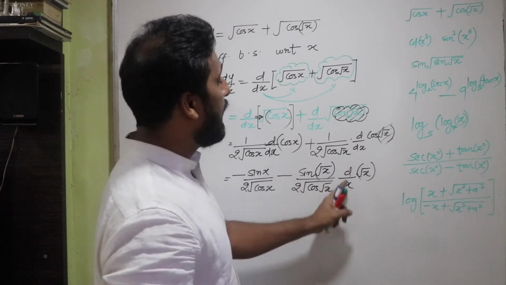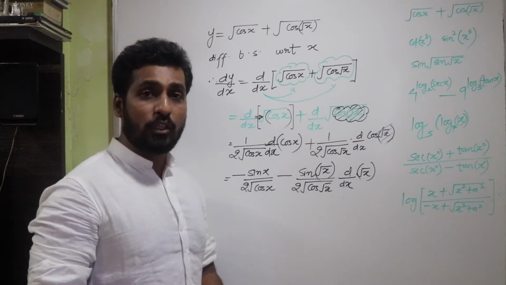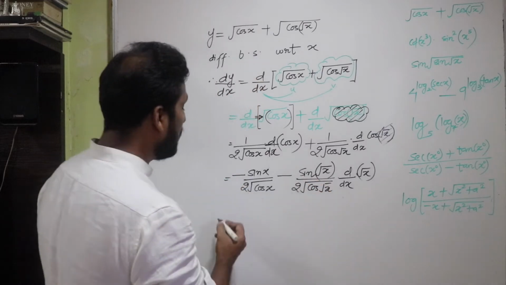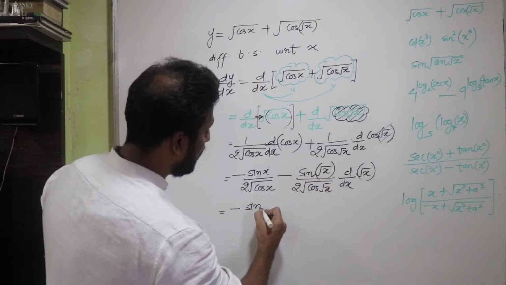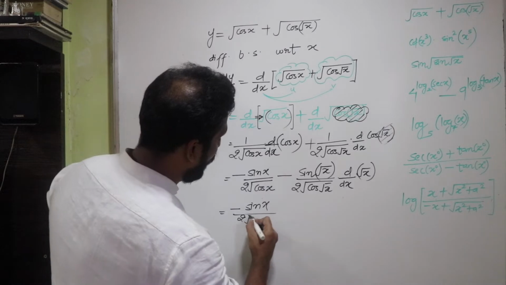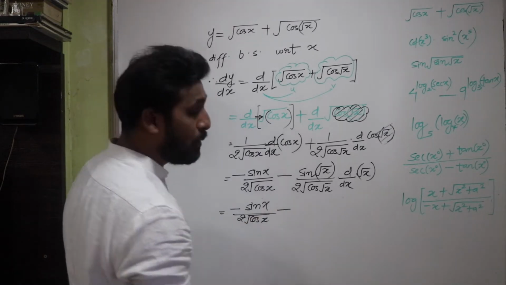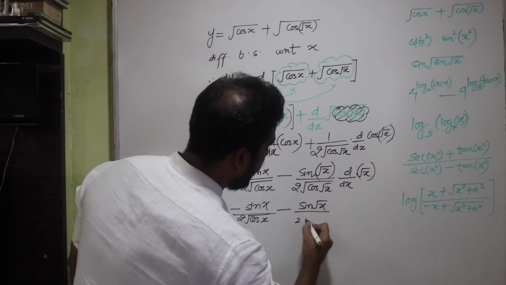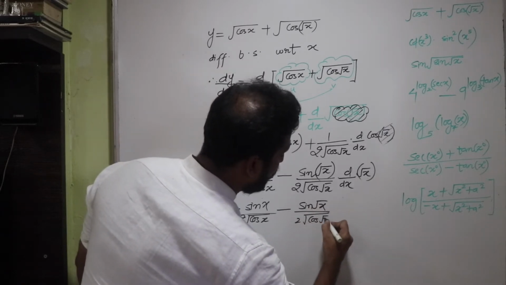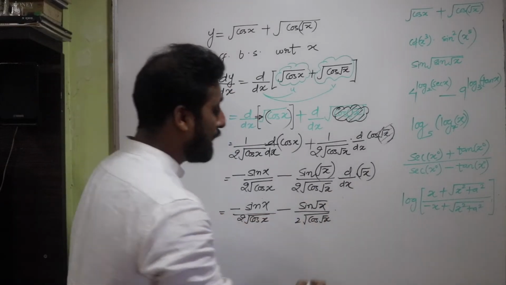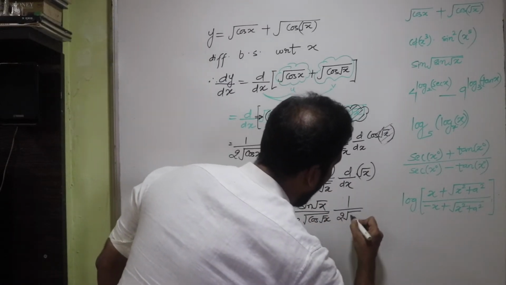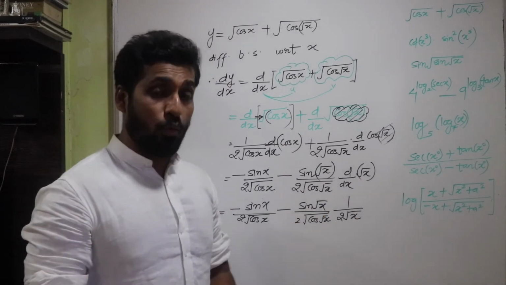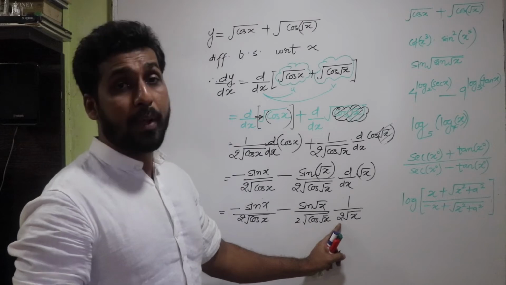Now finally, the derivative of root x. Root x is again a standard function, we all know. So its derivative is simply going to be 1 upon 2 root x. So my final answer would look like this: minus sin x upon 2 root of cos x. Then there is a minus sign. Then I have sin of root x upon 2 root of cos root x, and the derivative of root x came 1 upon 2 root x. So that is what the answer is going to look like. At the end, what you can do is multiply this 2 and 2 and make it 4.